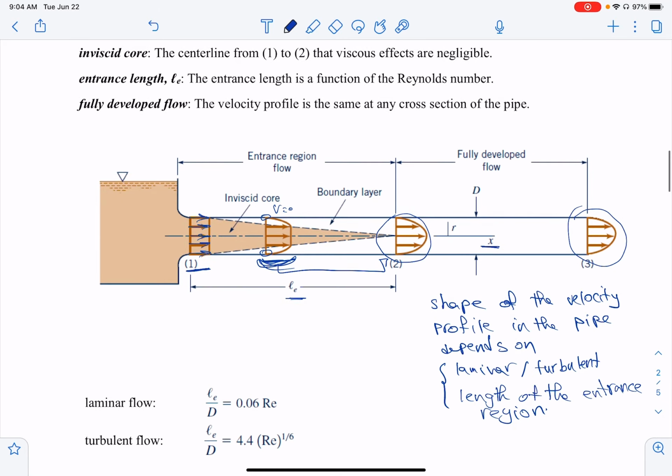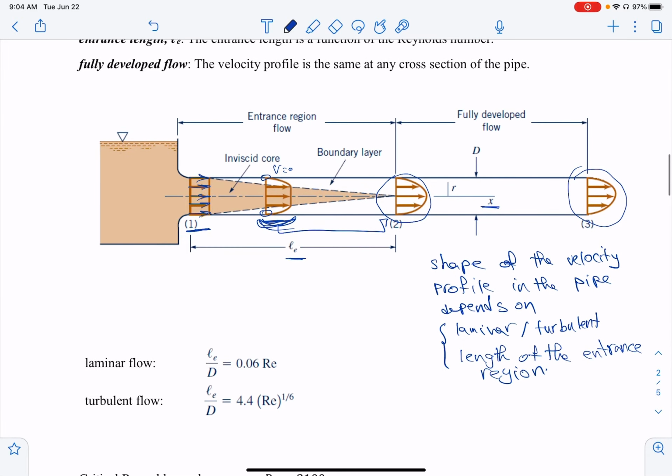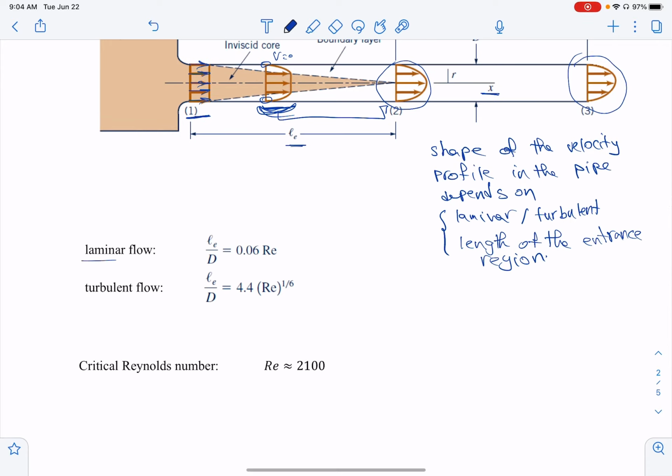So now these are the important things in this section. And then let's go to the next section. So these are also another way to use the length of the entrance region. So this number here is dimensionless, right? Because this is length, the dimension is length, and for D is length also, this is dimensionless.